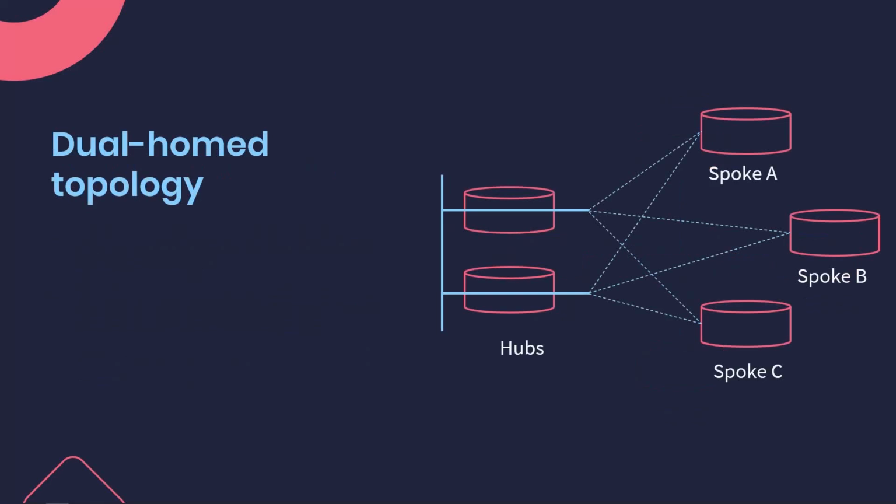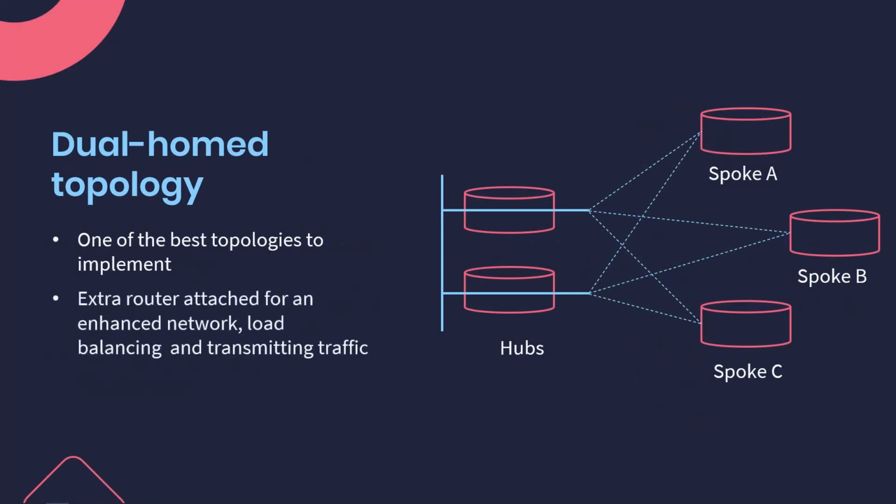The dual-homed topology is one of the best topologies to implement because of the redundancy it provides. As can be seen in this diagram, an extra router is attached for an enhanced network, load balancing, and transmitting traffic with the use of a virtual path to all the connected spokes. The drawback of this topology is that it is costly to implement.